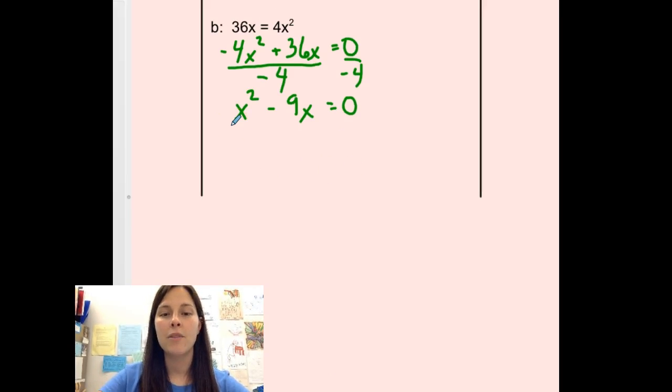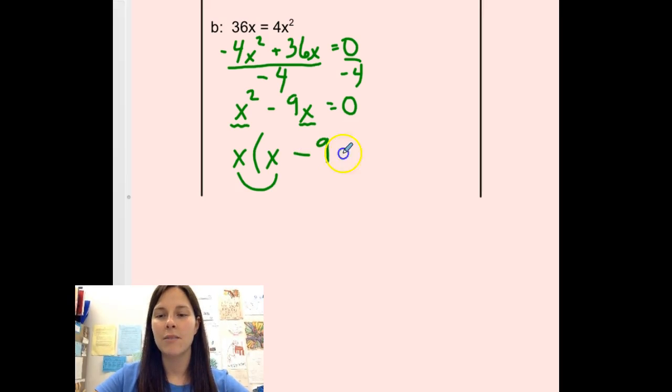And now we have a common factor. Both of my terms have an x, so I'm going to divide x out of both terms. x squared divided by x is x. You can also think of this with your distributive property. x times x gives me the x squared, and then 9x divided by x leaves me with 9.